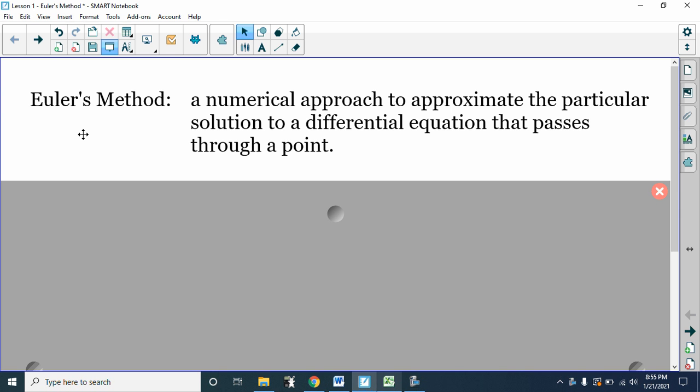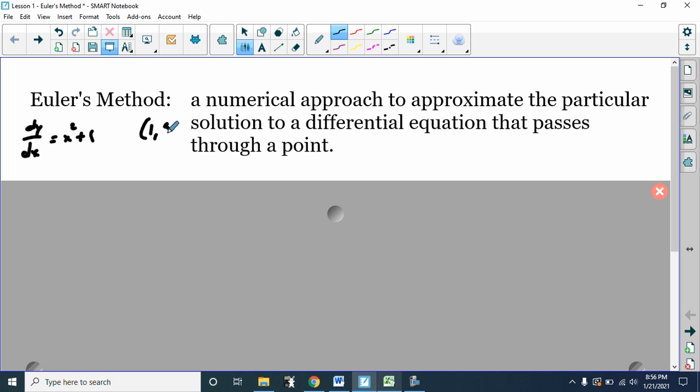Euler's method is used to approximate points on the particular solution to a differential equation that passes through a point. So usually we have something like dy/dx equals x squared plus 1, and we have a point, maybe (1, 5), and we want the particular solution that passes through this point. So we can say y is 1/3 x cubed plus x plus c, and then you can plug in the point for x and y and solve for c. So you have the particular solution.